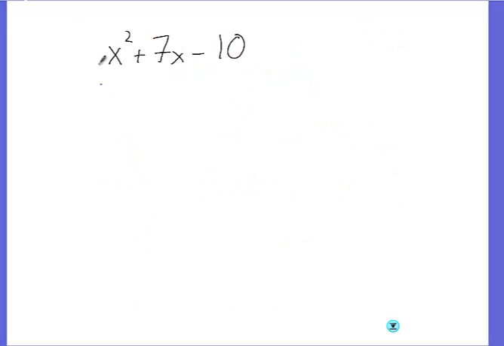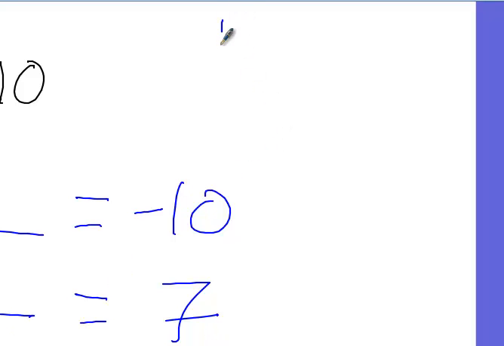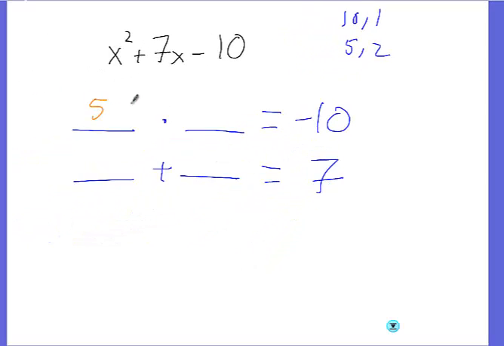All right, last one. We have x squared plus 7x minus 10. So we need two numbers that multiply to negative 10. The same two numbers must add to 7. Let's check it out. So 10, we have 10 and 1, 5 and 2. Well, since we know it's going to be a 7, we must use 5 and 2. So 5 times 2 is not negative 10, but 5 plus 2 is 7.